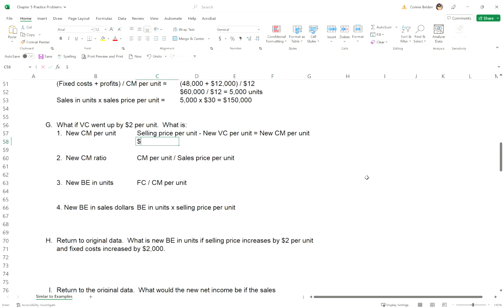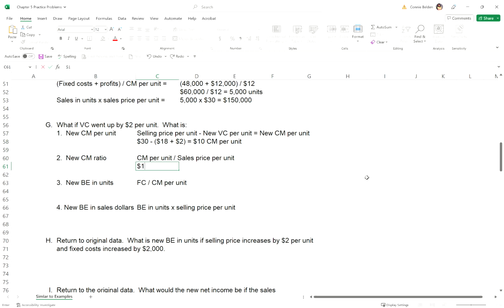So the new contribution margin would be the selling price minus variable cost, which was previously 18. It's going to go up by 2. So that means variable cost instead of 18 would now be $20 a unit, giving you a new contribution margin per unit of $10. So now, what would be our new contribution margin ratio? Well, our contribution margin per unit is now $10. The selling price has not changed from $30. So that gives us a new contribution margin ratio of 0.3 or 30%.